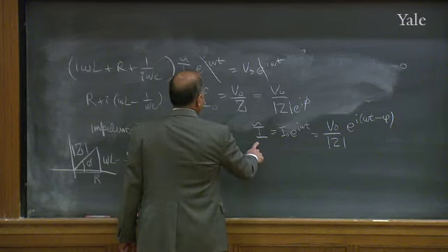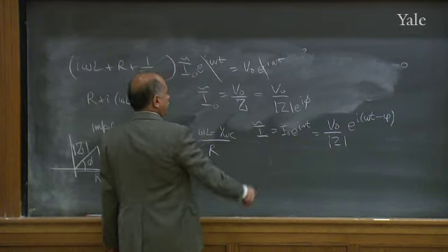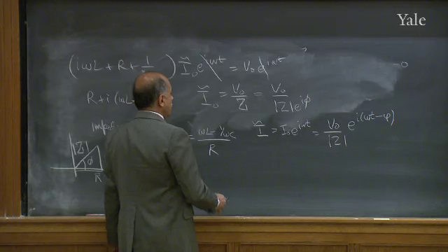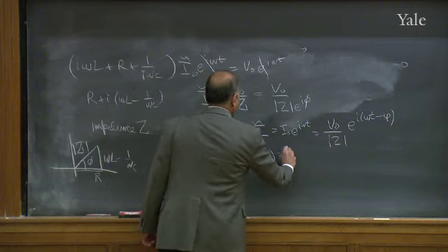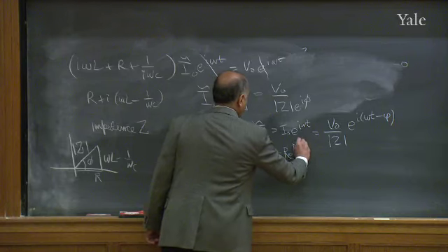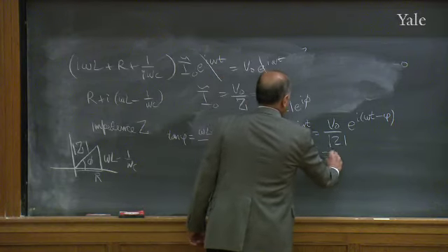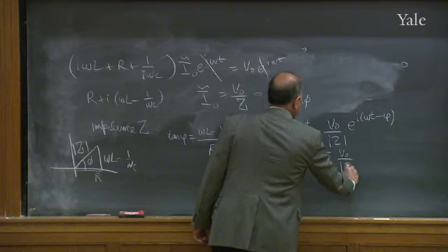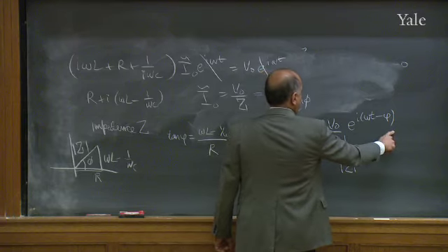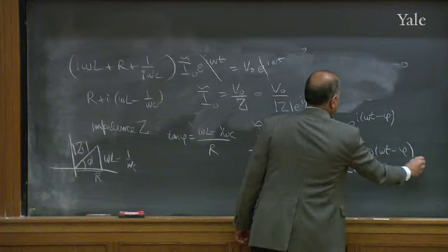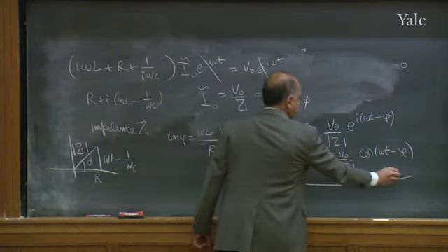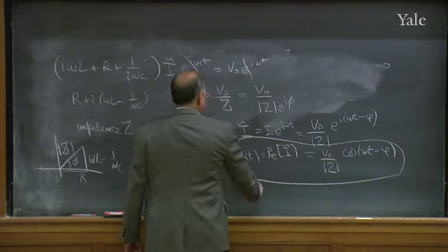But this is not the physical current, because it's the result of a complex voltage. The physical current is the real part of Ĩ, which we write as Re(Ĩ). Where do I get the real part? V0 and the absolute value of Z are both real. The real part of e^(i something) is cosine of something. And that's our answer. That's the final answer you get.